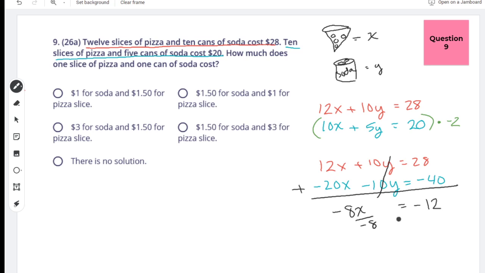So then we need to go through and divide both sides of the equation by -8, since that's being multiplied to x. And that's going to give me a value of 1.5 for x. So my slice of pizza, which is x, is $1.50. Now, one common mistake is that when kids divide the negatives here, they forget that that's a positive $1.50. But if you think about it, it wouldn't make sense to have a negative $1.50 here, because that would be like the pizza parlor paying you to eat their pizza.